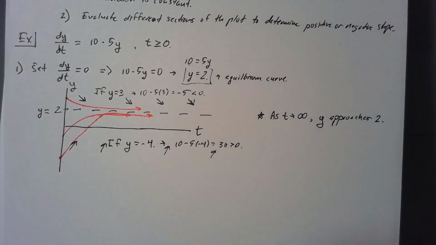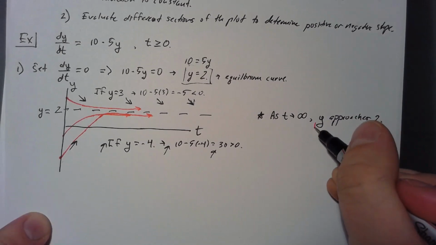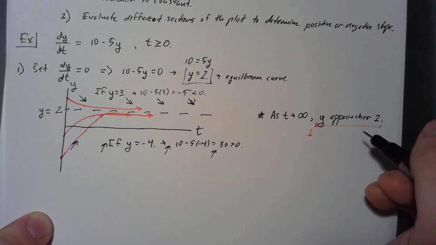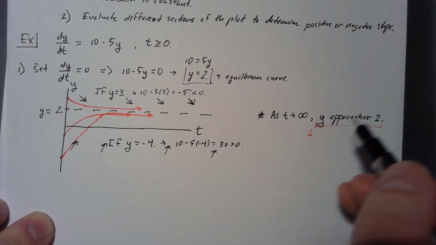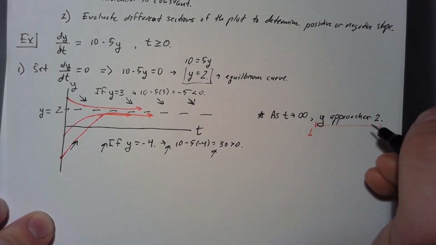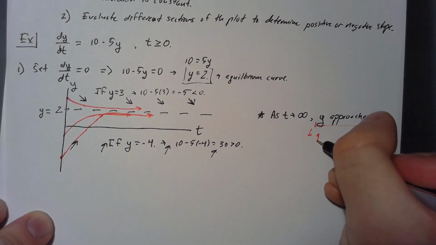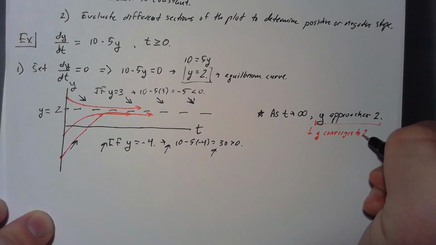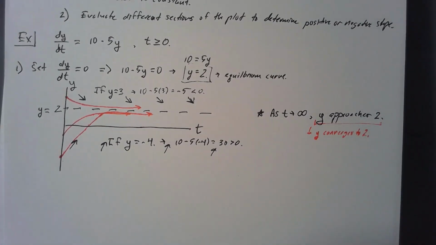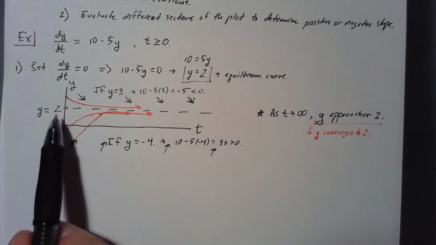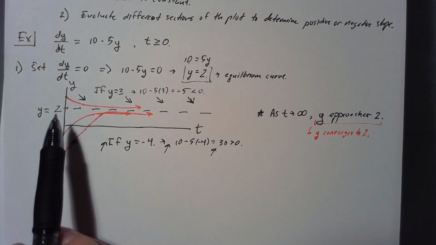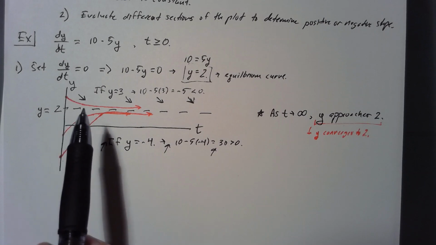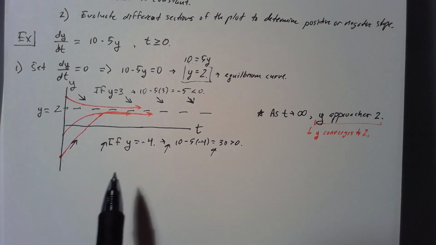And this phrase right here, y approaches 2, is another way of saying y converges to 2. And what does that mean? Well, that means that since the solutions are going to eventually converge to 2, 2 is what we call a stable equilibrium.